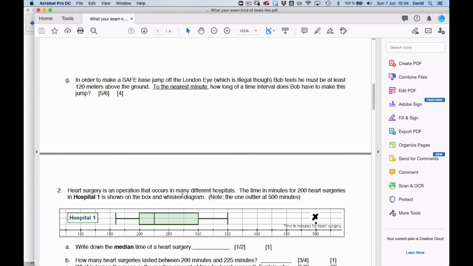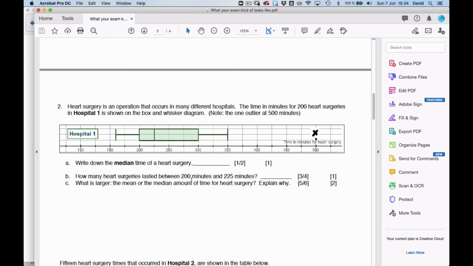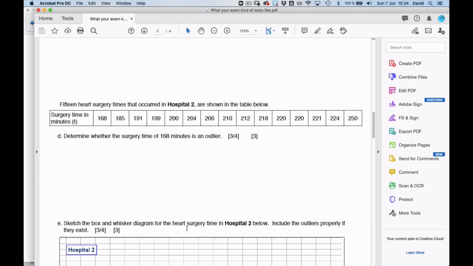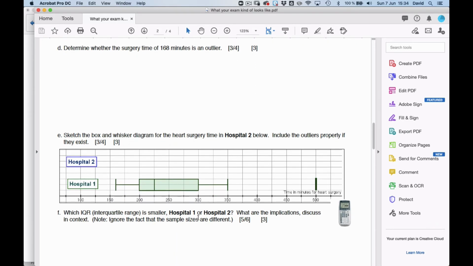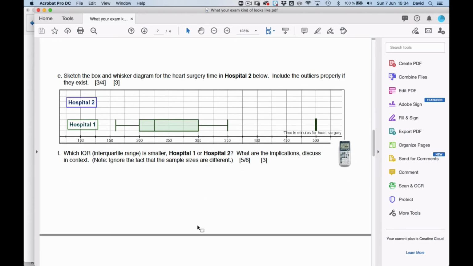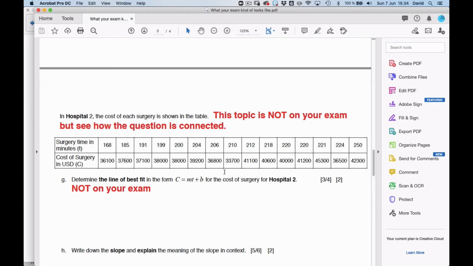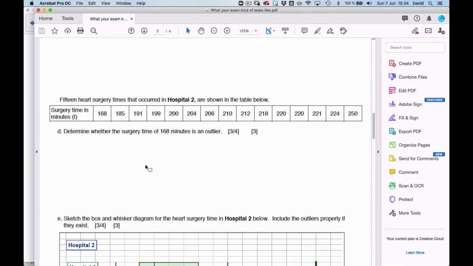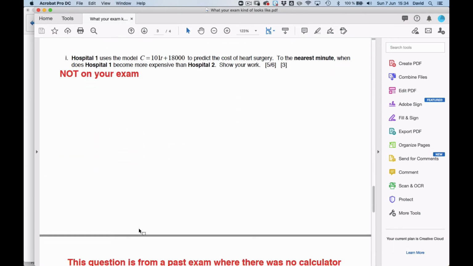Okay, the statistics scenario, same idea. We have one prompt about a hospital, and we have all kinds of information about it. We compare it to a second hospital, compare the box and whisker plots to see how they are the same or different. And then it also built on Hospital 2. This topic you're not responsible for, but there are 8 questions based upon the same idea that it builds upon. That's kind of what I'm showing you this for.